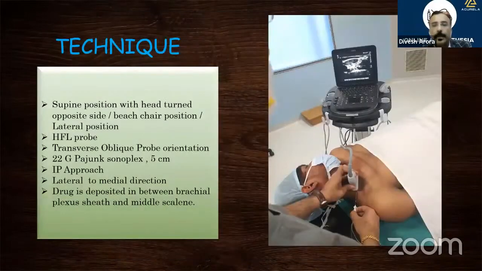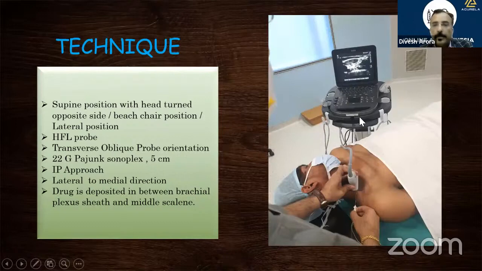So coming on to the technique, how do we actually do this block? This block can be done in the supine position, in a beach chair position, as is done for shoulder arthroscopy, or in the lateral position also. It's a superficial block, so we need a high frequency linear transducer. As you can see from this image, we need a transverse oblique orientation of the probe.